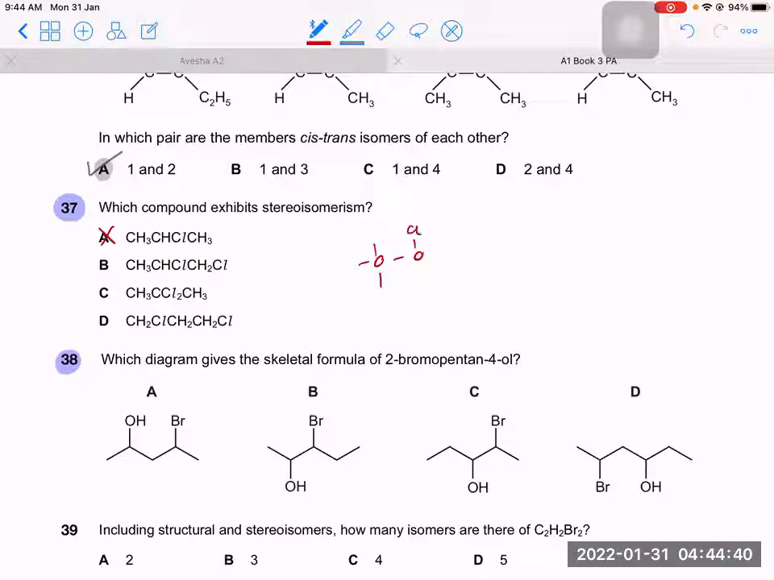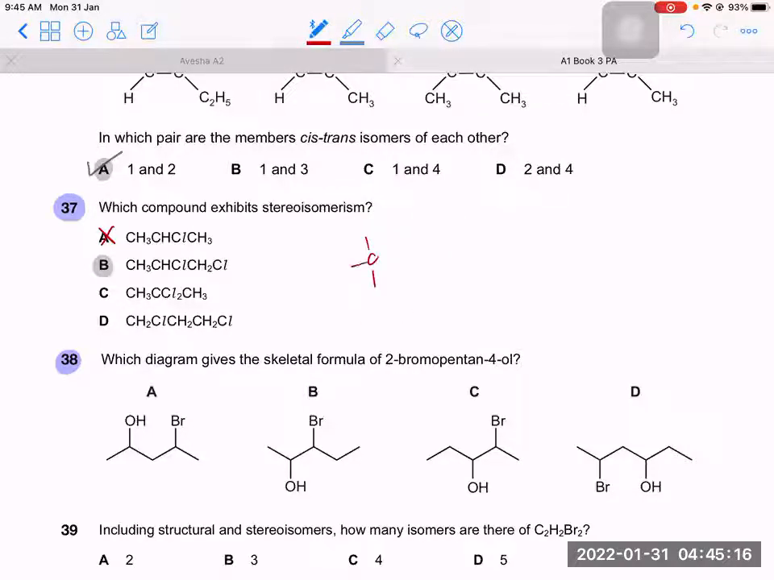CH3, CHCl, CH2Cl. Can this be chiral? No. 3 hydrogens. Can this be chiral? Yes, because it has a CH2Cl, CH3, Cl, and a hydrogen. Is this chiral? Yes. Let's see. C, CH3, C, Cl2, CH3. Any optical isomers? No.